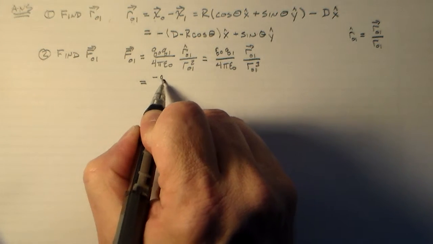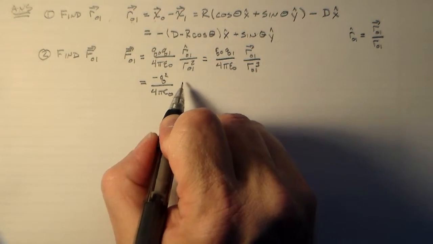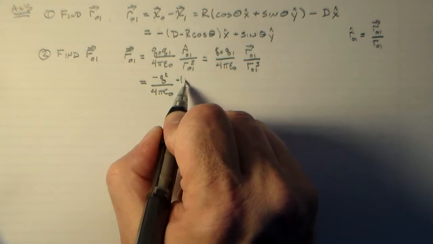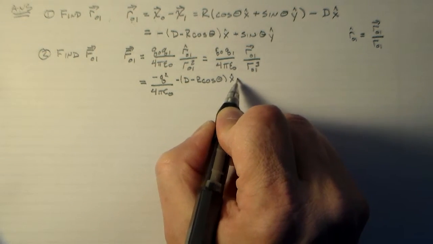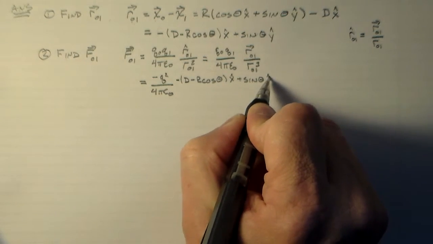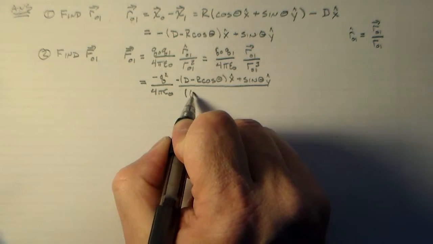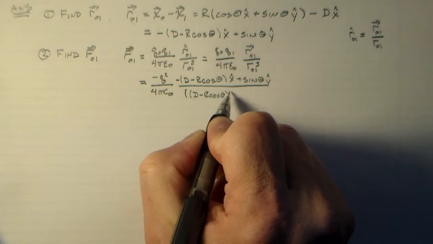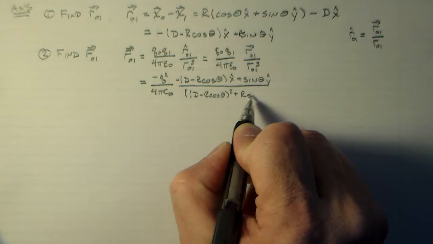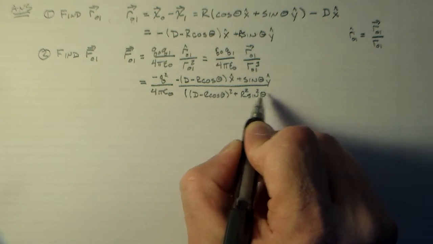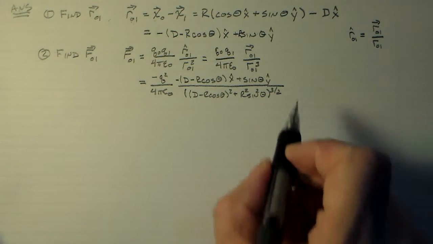So we have minus q squared over 4 pi epsilon naught. Okay. Our vector here is minus d minus r cosine theta x hat plus sine theta y hat. And then our distance is d minus r cosine theta squared plus r sine theta squared. Should have an r there. R sine theta squared, to the three halves.